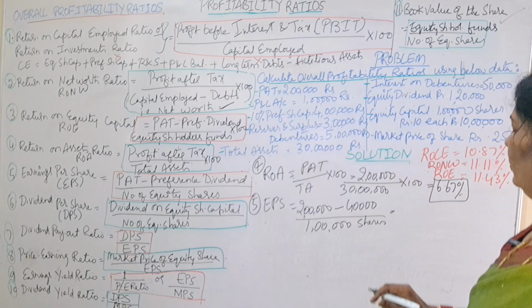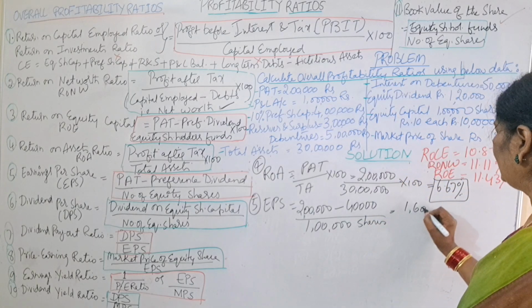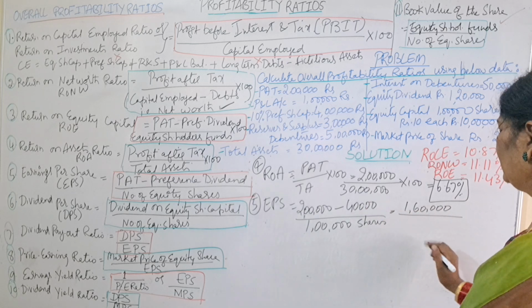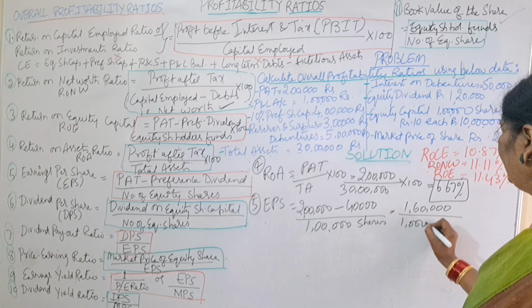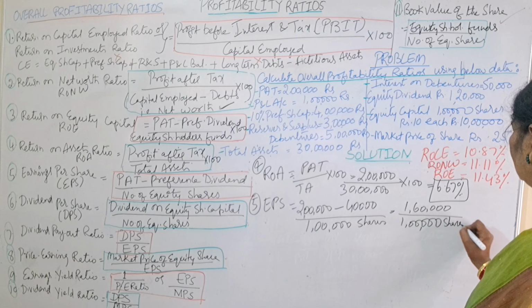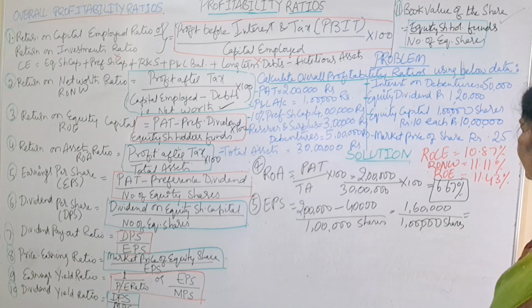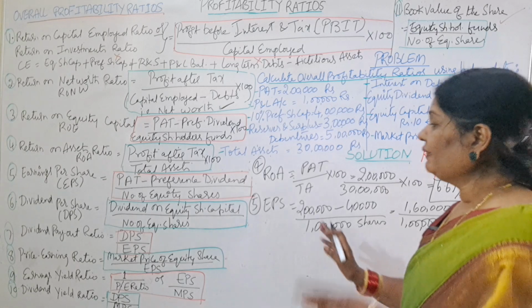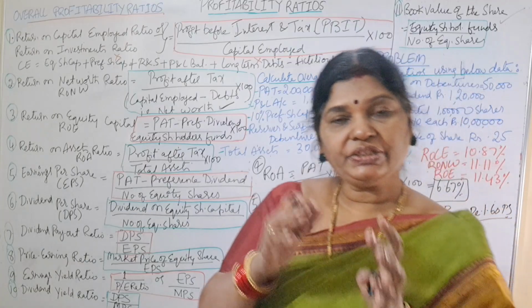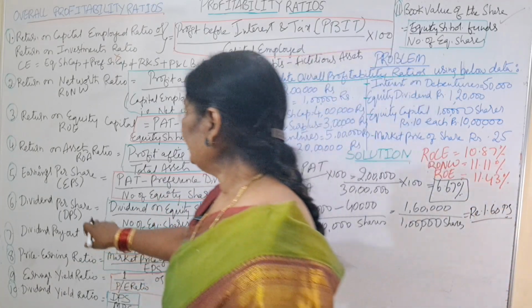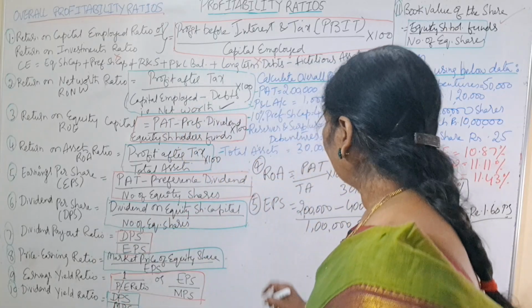So this is 1,60,000. How you got this? 2 lakhs minus 40,000 divided by 1 lakh shares. So you will get 1 rupee 60 paisa. Means what is our earnings for each share? It is 1 rupee 60 paisa. Next we will calculate dividend per share. Means how much dividend they can give.